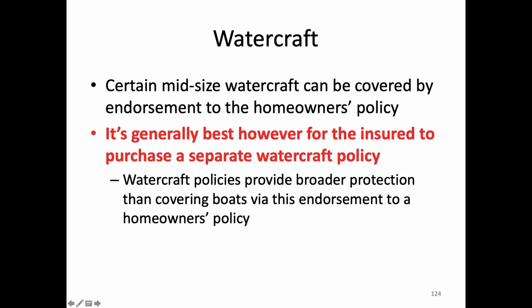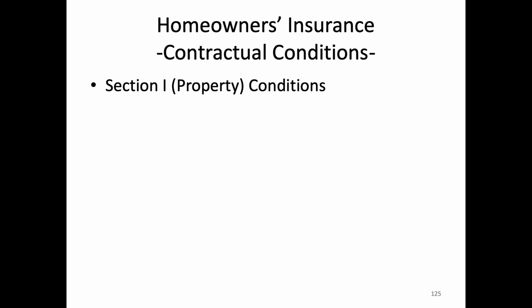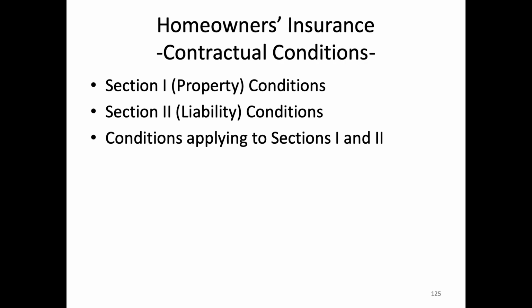There's really three sets. Set one is the conditions pertaining to the property policy. In other words, section one of a homeowner's is about property, the dwelling, the other structures, the personal property, and the loss of use. So there's conditions of the policy, contractual conditions that apply to that. We'll discuss that in video one. In video two, I'll discuss the liability conditions. And in video three, I'll discuss conditions that apply to sections 1 and 2.